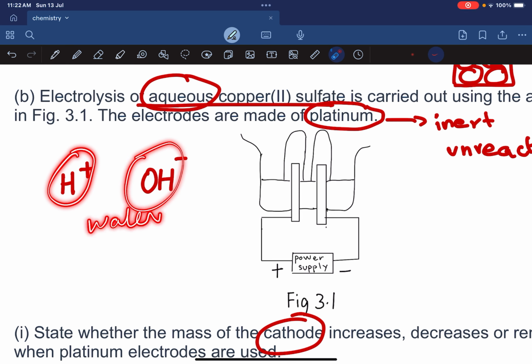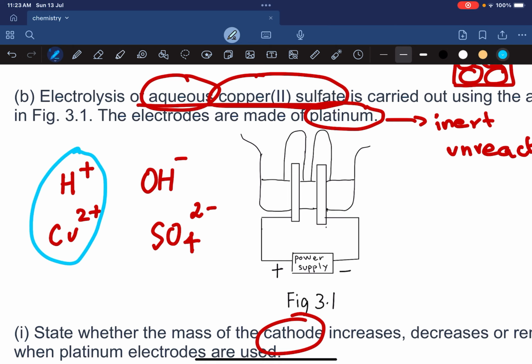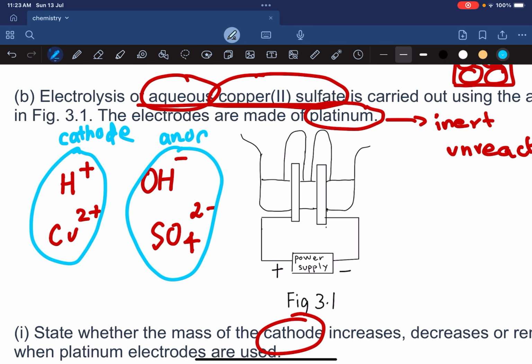And aqueous just means that I am doing this in water. Okay, now the second thing I need to know is copper sulfate. Copper sulfate is going to have Cu 2+ ions and SO4 2- ions. Okay, now I need to check out which ions are going to go towards the cathode. I know my positive ions are going to move towards my cathode, and the negative ions are going to move towards the anode.